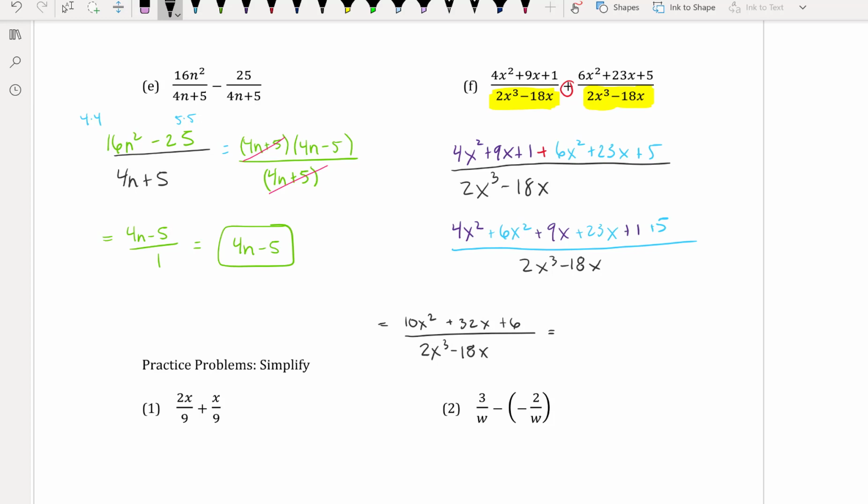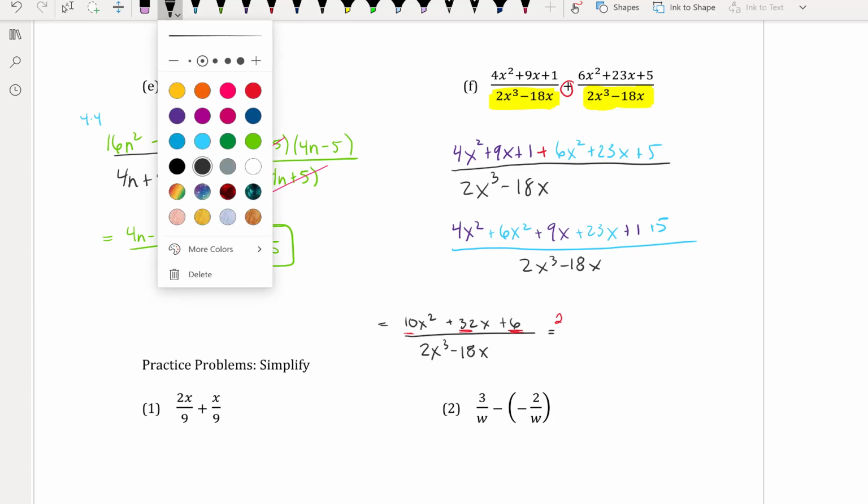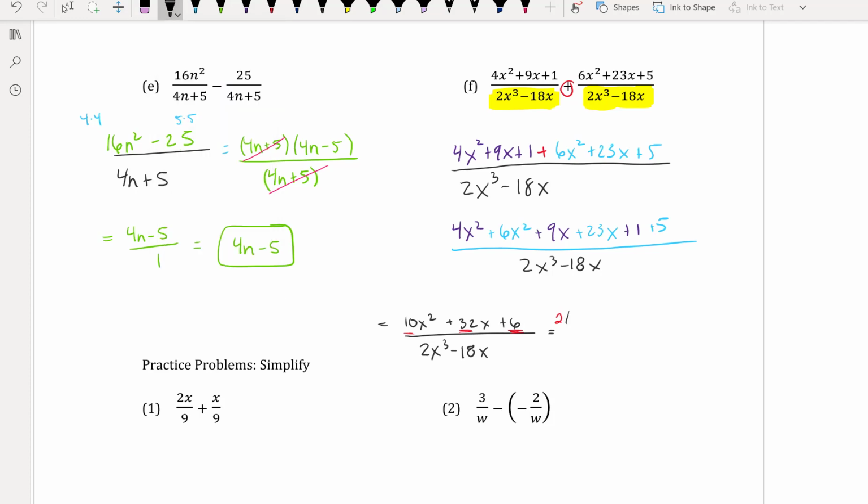Now, in my numerator, I can see that I can factor something out. If I have 10, 32, and 6, it looks like I can cancel out a 2, or a GCF of 2. So now I'm going to have a 5x squared plus 32 divided by 2 is 16. And 6 divided by 2 is 3. And down at the bottom, it looks like I have a 2x as a GCF, so I'm left with an x squared minus 9.